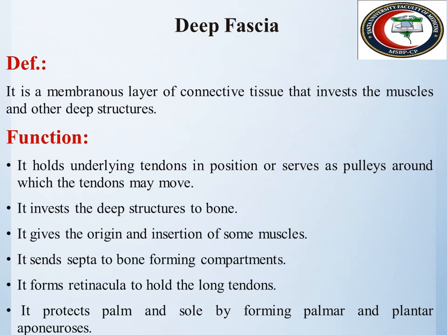Some muscles may take their origin from the deep fascia or be inserted into it. It also sends septa to bone, forming compartments between different groups of muscles. It may be thickened to form structures called retinacula, which hold the long tendons of muscle in position. In the region of the palm and the sole, it protects the underlying structures by forming palmar and plantar aponeurosis.